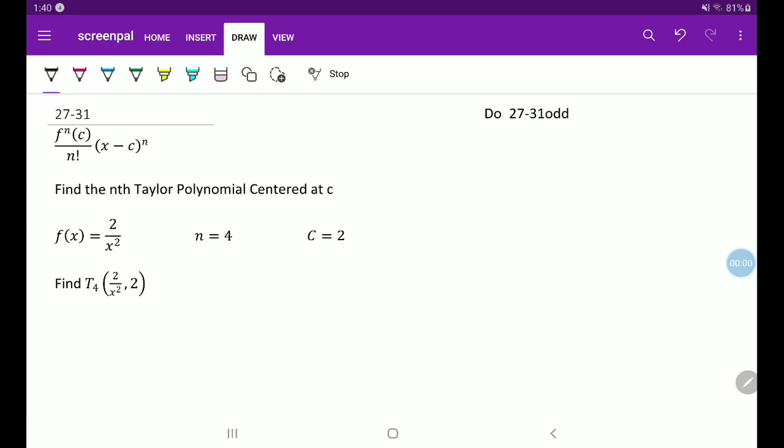Okay, so let's see how a Taylor polynomial differs from a Maclaurin. The biggest difference is that we are no longer centered at the origin like we were with a Maclaurin. We're now going to be centered at 2 for this example. So that means we're going to have some small changes to our formula. But the process is going to feel a lot like what we did with our Maclaurins.